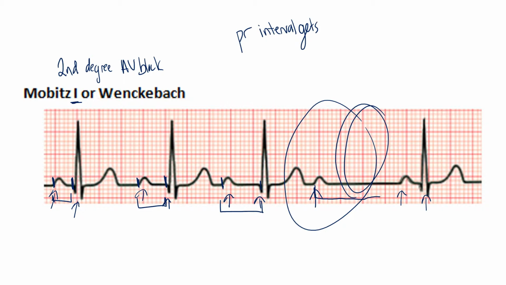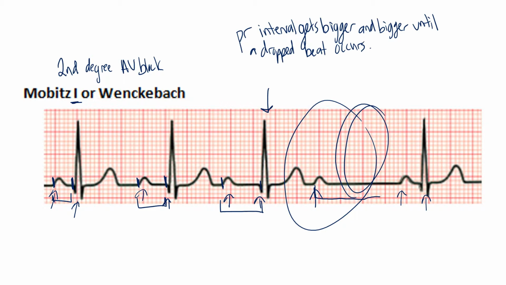So the PR interval gets bigger and bigger until a dropped beat occurs. And remember, until a dropped beat occurs. Sorry for my bad handwriting. Okay, so remember that a beat is just really the QRS. The QRS is what does the ventricular contraction, or what's considered a heartbeat.